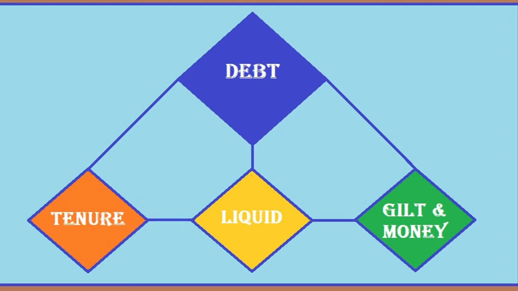Finally, comes the gilt and money market funds. The gilt funds invest in securities like central and state government bonds, which generally have long-term maturity of around 10 years. These funds are less risky and the default or credit risk is almost zero, as they are backed by the government. Therefore, this type of fund is suitable for investors with low risk tolerance.